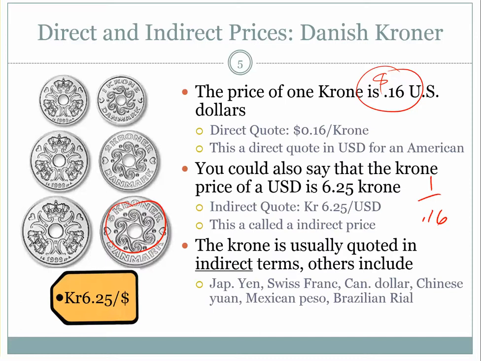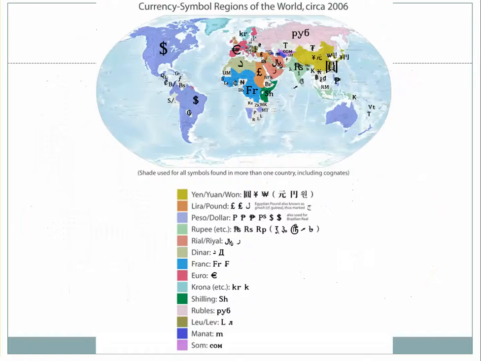So I can buy $1 US with 6.25 krone. This is called an indirect price for a krone for an American. Krone is usually quoted in direct terms in America. So is the Japanese yen, Swiss franc, Canadian dollars, Chinese yuan, Mexican peso, and Brazilian real. Whether an exchange rate is direct or indirect has a large impact when making calculations.